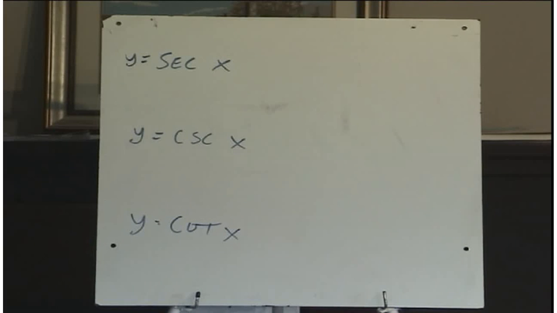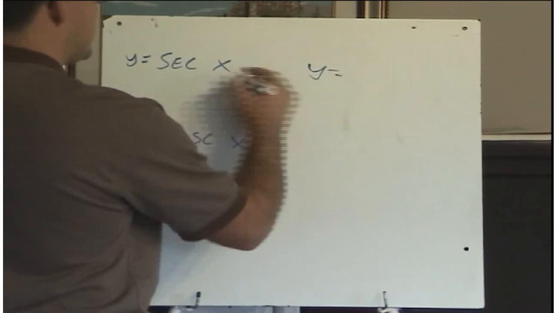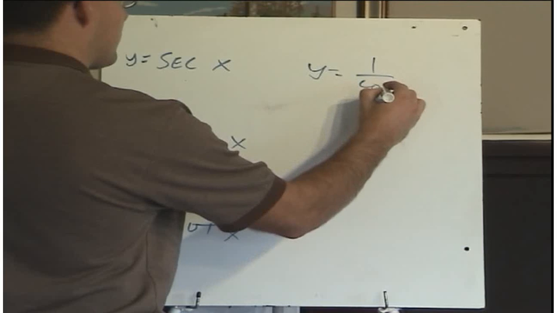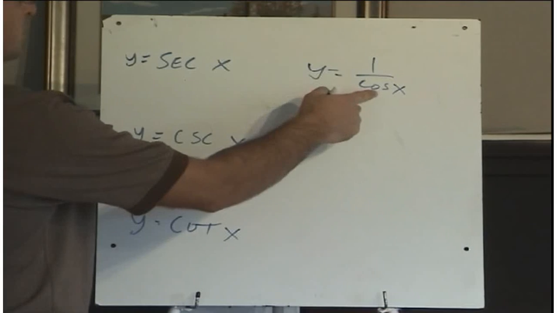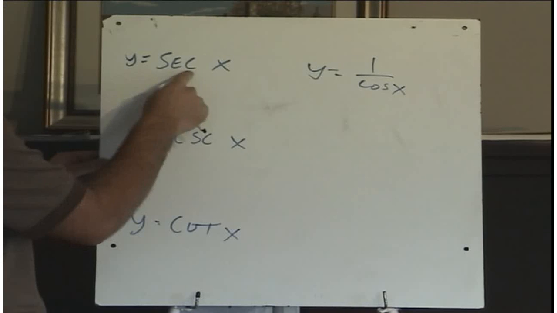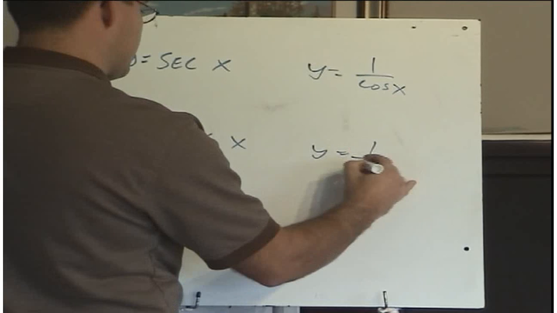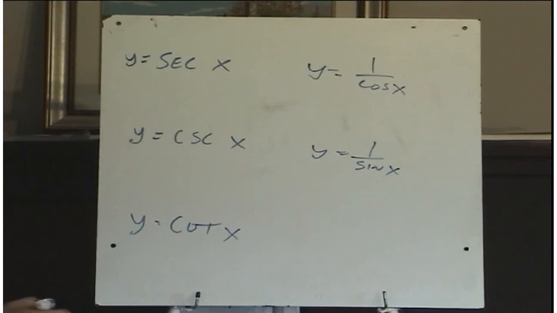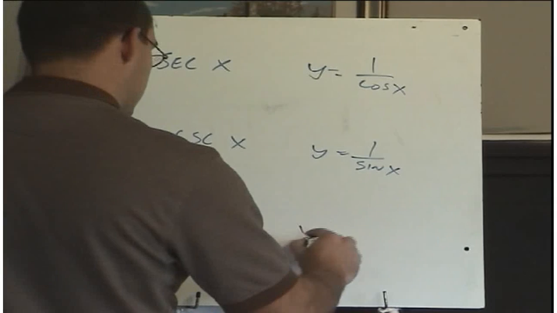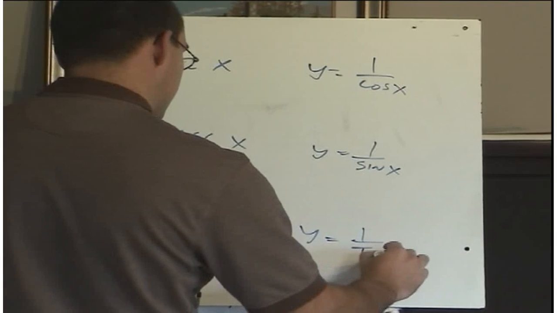Now, we've got some brand new functions to take a look at here. Y equals secant x, y equals cosecant x, y equals cotangent x. These trig functions, these 3 new ones, are really just reciprocal functions of the other 3. So secant is the exact same thing as 1 over cosine x. It's the reciprocal of cosine x. And I kind of remember that because it almost looks like cosine x spelled backwards. This one is the reciprocal of sine x, and cotangent x, as you might have guessed, is the reciprocal of tan x.